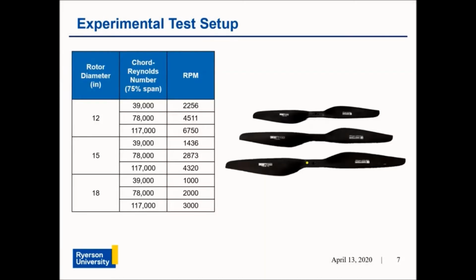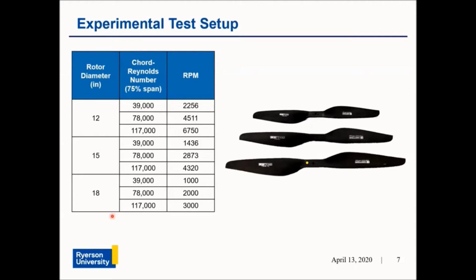With an understanding of the aerodynamics governing the rotors, the experiment can now be explained. For the experimental tests, 3 T-motor series rotor blades with diameters of 12 inches, 15 inches, and 18 inches were tested. The figure here on the right shows the 3 rotor blades. Despite being different sizes, all 3 rotor blades had the same chord and twist distribution, allowing them to be directly compared. The table on the left here shows a test matrix of the tests conducted.